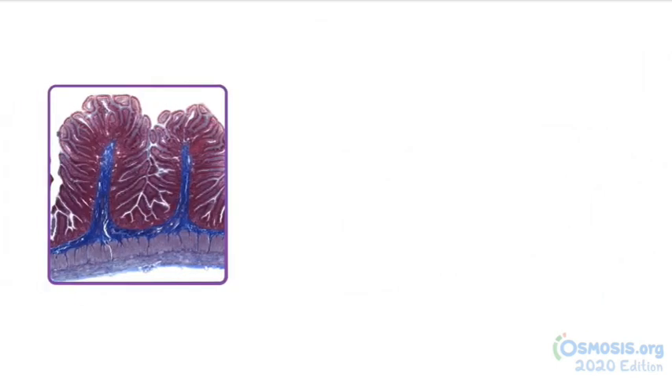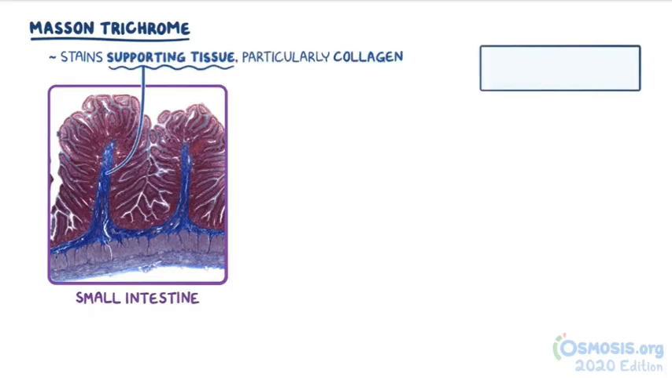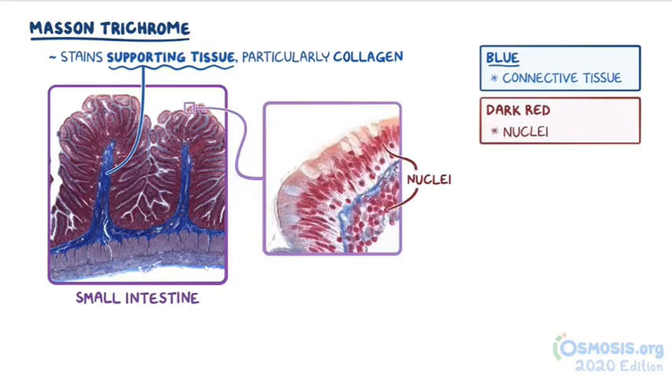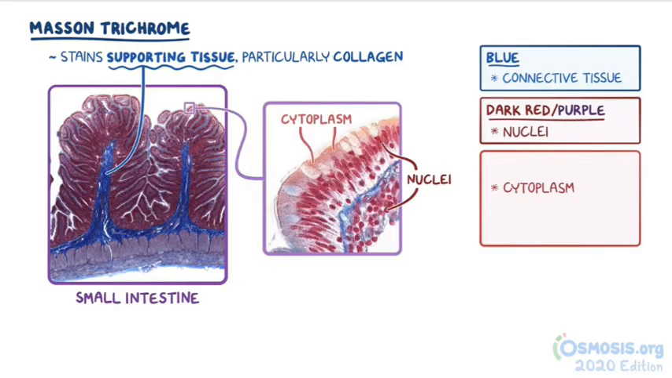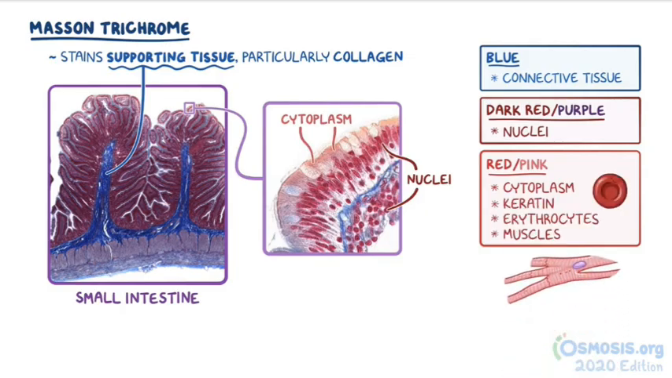This section was taken from the small intestine and stained with Masson trichrome. This stain is used to visualize supporting tissue better, particularly collagen. With Masson trichrome, connective tissue will stain blue, as we can see clearly in the submucosa of the small intestine. If we zoom in closer, we can see that nuclei stain dark red or purple, and cytoplasm will stain red or pink. Keratin, erythrocytes, and muscles will also stain red or pink as well. At this magnification, we can also see the lamina propria in blue, which is the connective tissue that supports the epithelium.